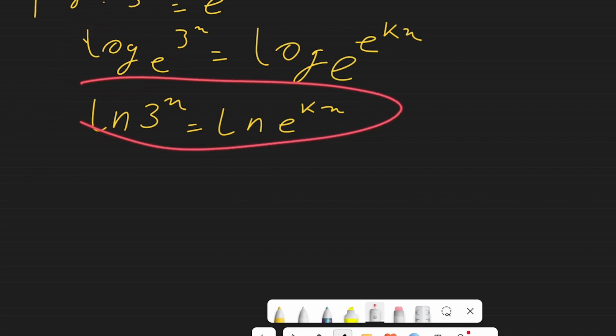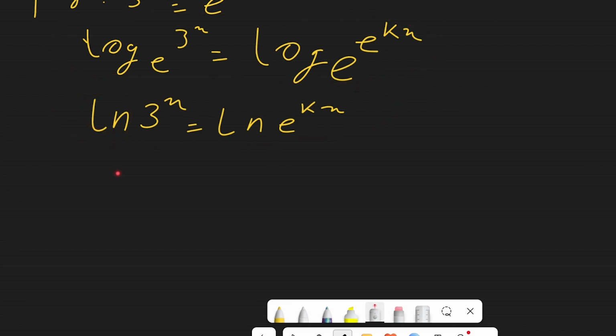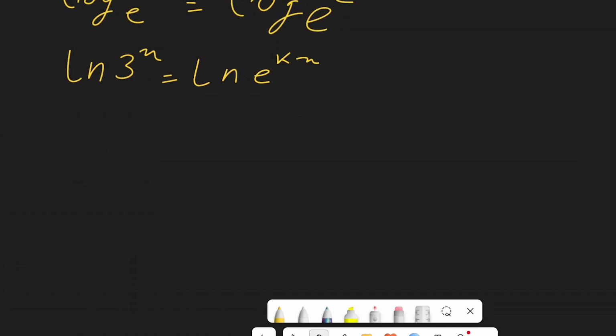This can be written both ways, but the ln one is better to write, because first of all log e is longer, and second of all log e is basically equal to ln, just as log to base 10 is written as lg. This is basically called natural log.